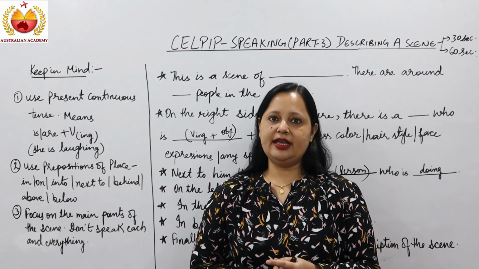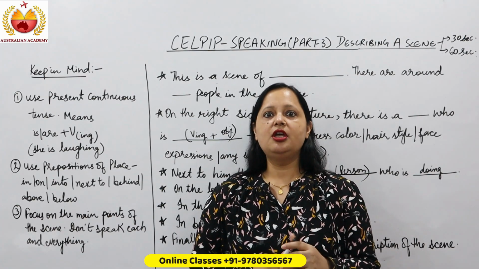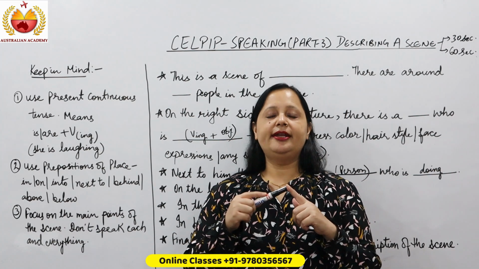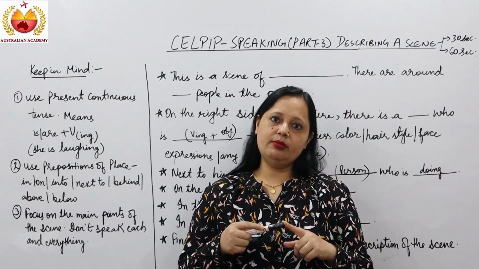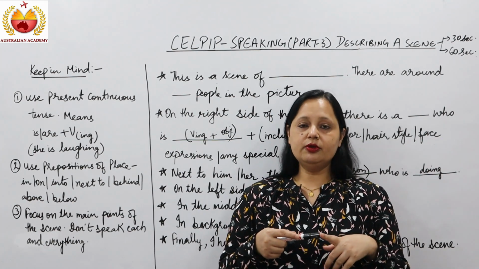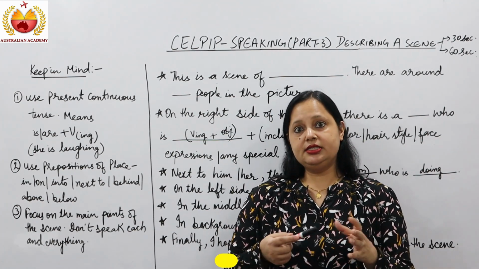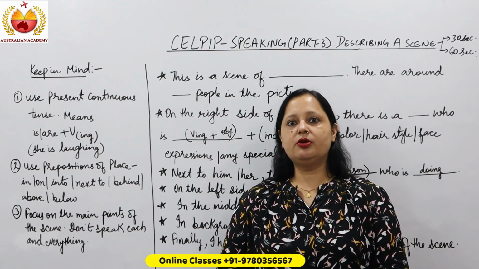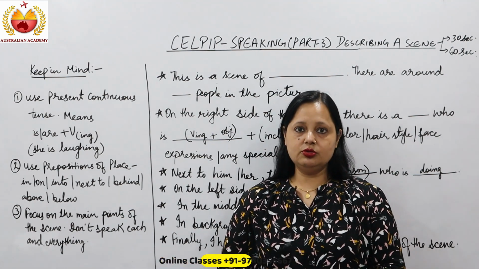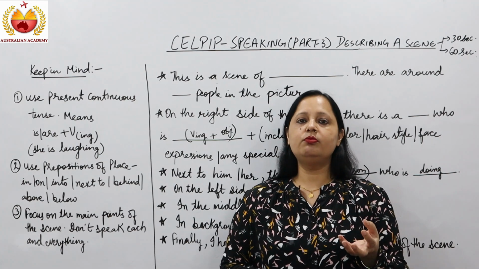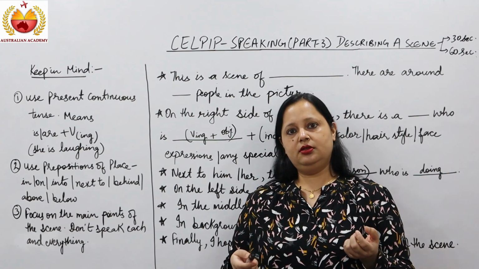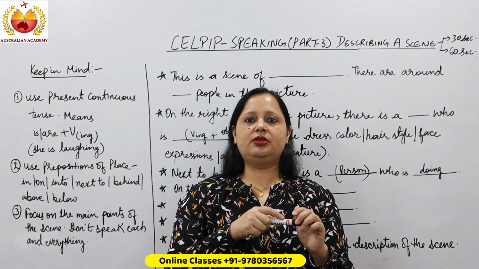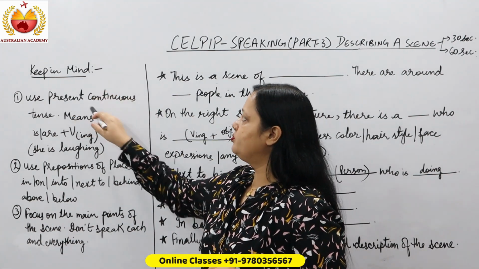I hope you have analyzed the picture now. The picture is clear to you: how many people are there and what they are all doing. Another thing is, it is never mandatory to speak about everybody in the picture. If there are few people and it is easy for you to speak about everybody, you can. But if there are many people and you cannot speak about everybody, I suggest you choose a couple or a few people whom it is easy for you to speak about. You can think, okay, I can speak about the appearance of this person, so I'll choose that.